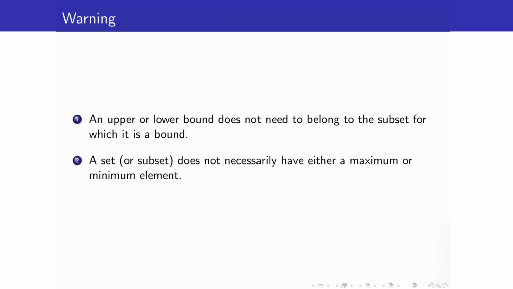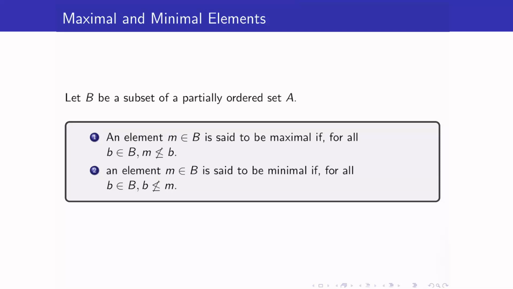Now again, let me just reiterate the fact that an upper or lower bound may or may not belong to the set that we are considering. And also, as we have seen in our example on the open interval 0, 1, a set does not necessarily have either a maximum or a minimum element. Suppose we have a subset of a partially ordered set. This may sound a little bit confusing, but I will tell you the difference later on.